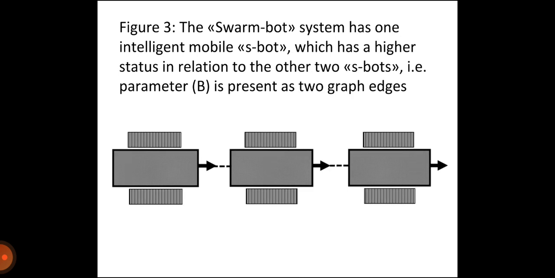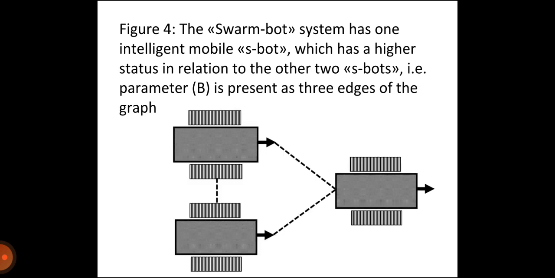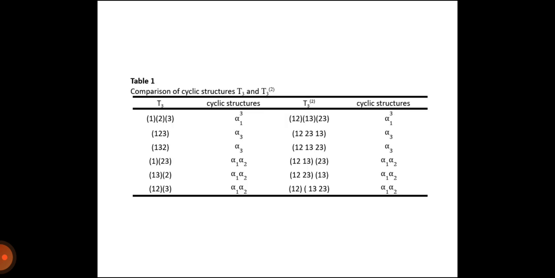You might have a two-edge graph system where one Sbot is higher in status than another, and one that is higher than another, or indeed one Sbot that's higher than 2 other Sbots, but which are otherwise equal, giving a more complicated 3-edge graph. The paper also explores cyclical structures that arise as a result of the possible Sbot combinations and relational statuses, and the table summarizes the findings.